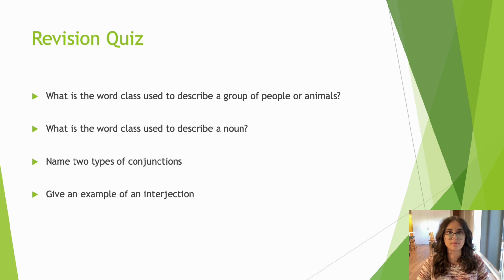All right, we are up to our revision quiz. So I will read out the questions, give you an opportunity to pause, to write down your answers, and then come back to talk about what we've got. So first question is, what is the word class used to describe a group of people or animals? What is the word class used to describe a noun? Name two types of conjunctions and give an example of an interjection. So now is the time for you to pause the video and come back when you've got some answers.